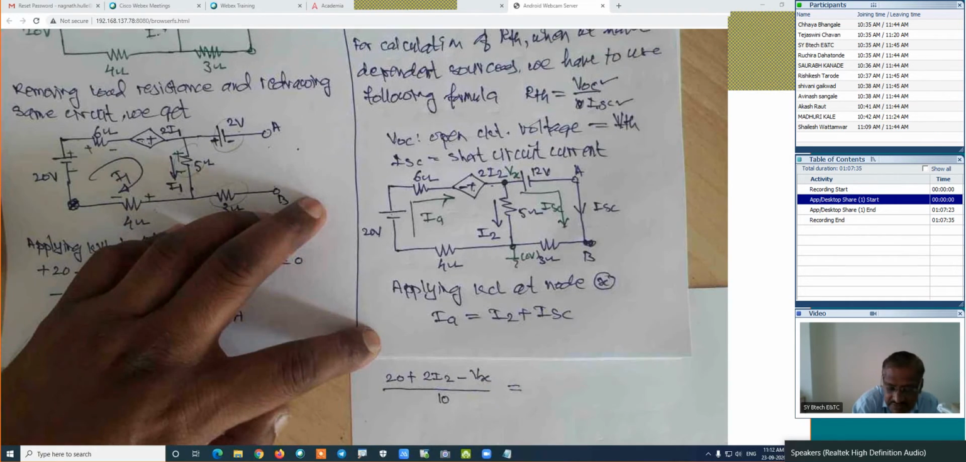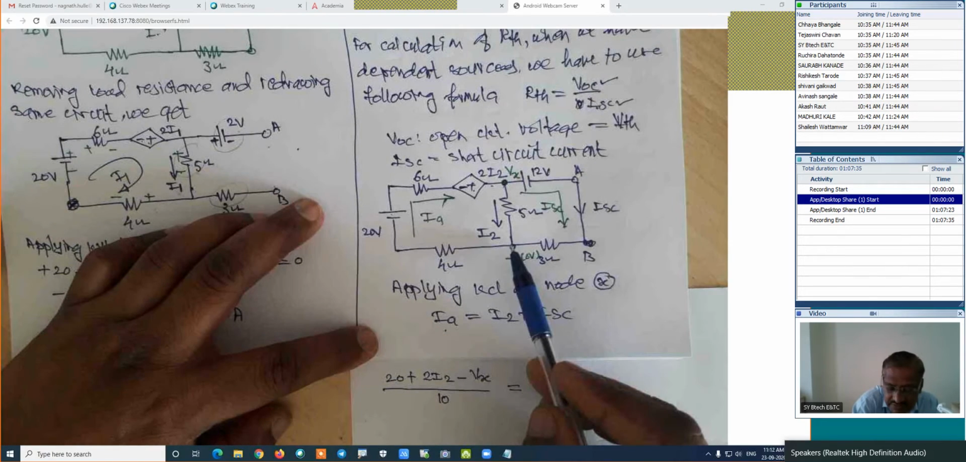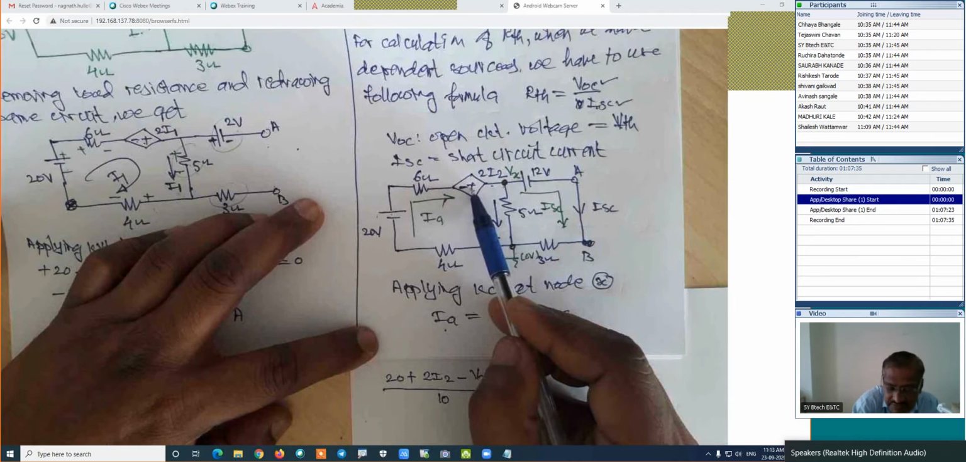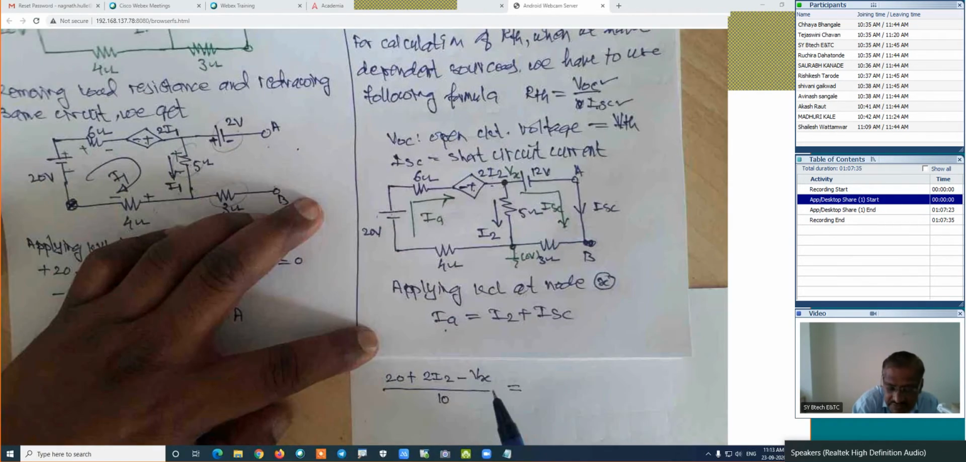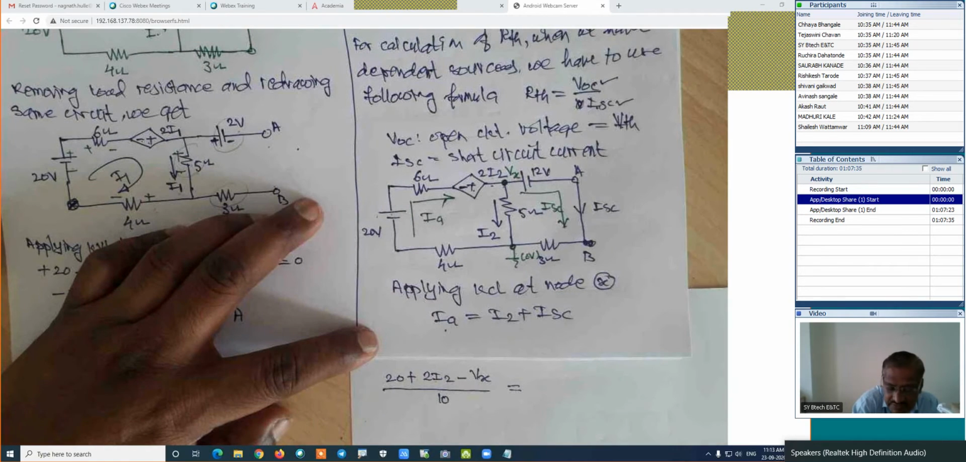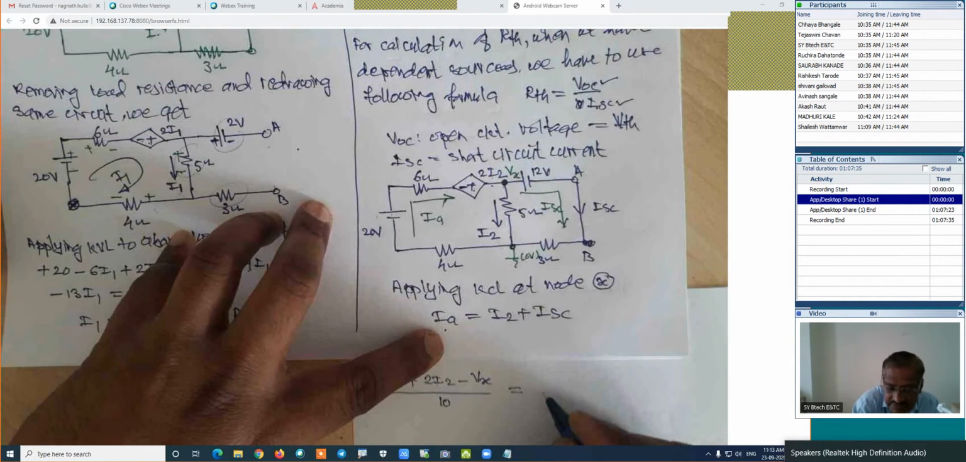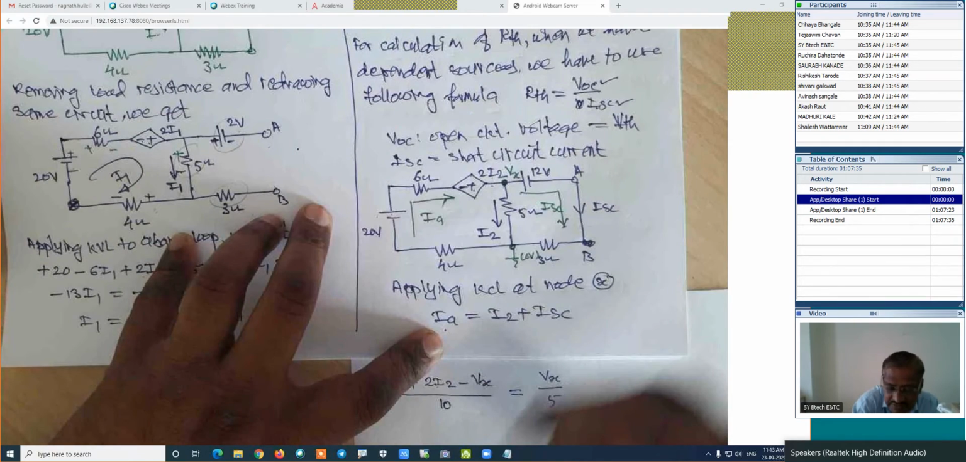Are you getting me? How am I calculating the value of IA? This part 0 plus 20, negative to positive plus, its value is 2I2, that is plus 2I2 minus this potential, which is Vx, divided by the resistance of this complete branch, which is 10. 6 plus 4, 10. I2 is the current in this vertical branch. How much is its value? Its value is Vx divided by 5, because this potential minus this potential divided by 5.